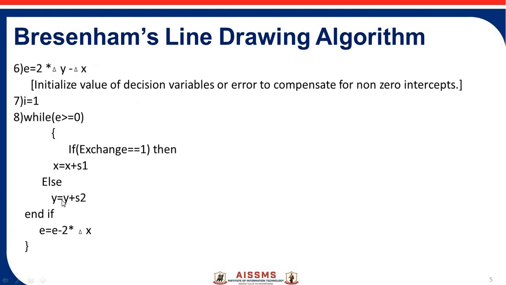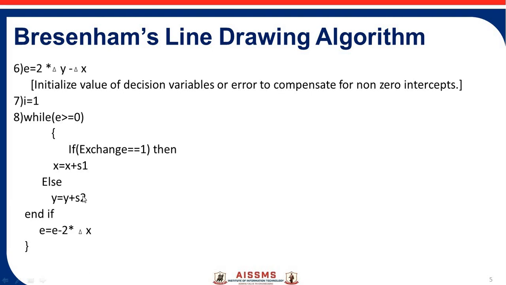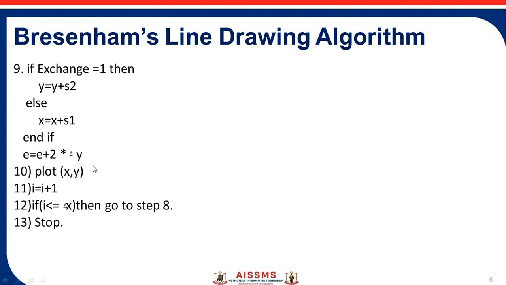Else increase the value of y with the help of S2 that we have calculated in step 4 with the sign function. And then calculate the value of the error or decision variable with the formula e is equal to e minus 2 into del x. If the e value is negative, then don't go to step number 8. We can directly execute step number 9.